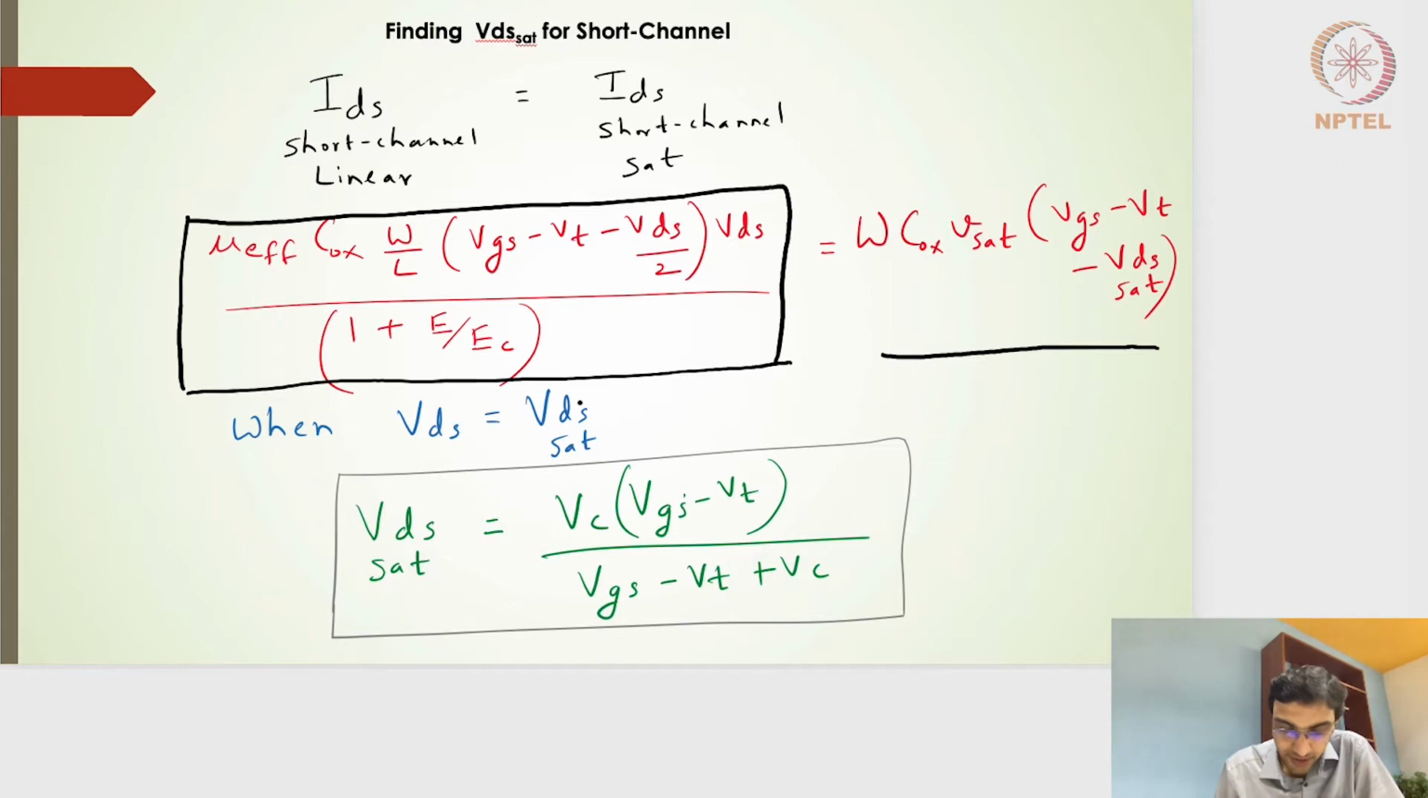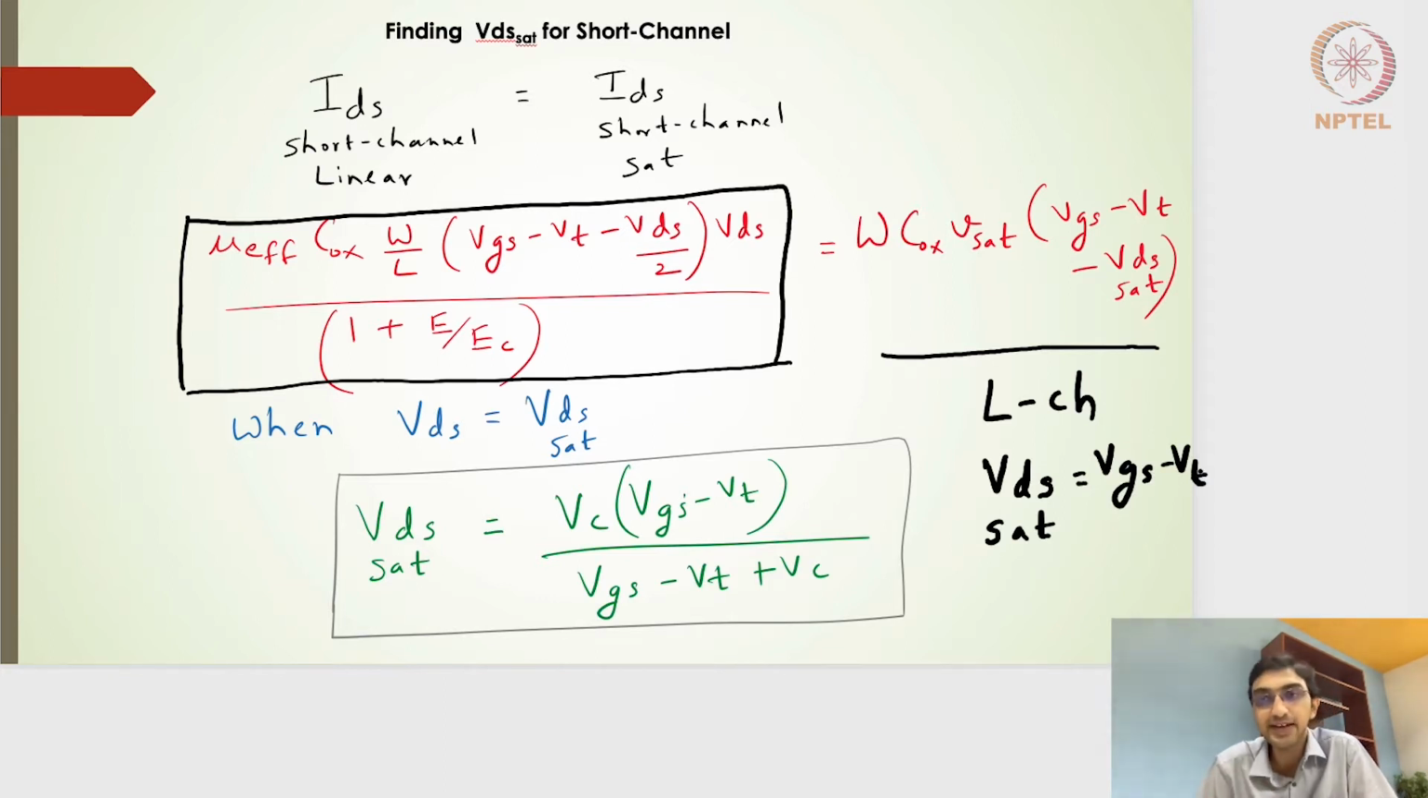We also wanted to know what is the exact VDS saturation. In the long channel model, we know that the current reaches saturation when VDS value reaches VGS minus VT. In this particular case, that may not be the case. The current in the shorter channel transistor can get saturated much earlier than VGS minus VT.